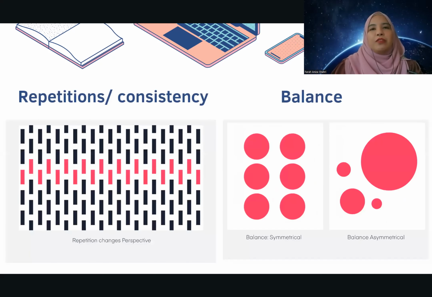Okay, next we have repetition or consistency. It's like having a standardized gap or white space in your multimedia so that they all look in an orderly manner. Okay, so we also learned about balance. I now know that balance doesn't have to be symmetrical. It can also be an asymmetrical balance.